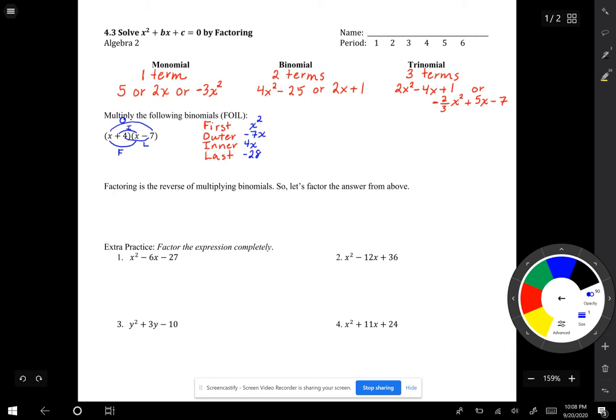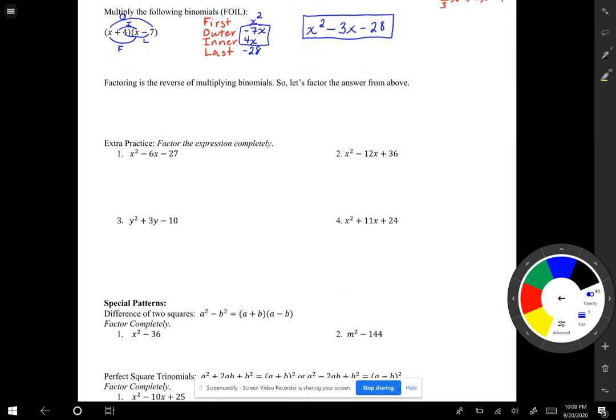Then you combine the like terms. They could be in whatever order. In this case, these two are alike because they have the same variable raised to the same power. So your final answer is x squared minus 3x minus 28. Don't combine the x squareds with the minus 28, because they all have different variables raised to a different power.